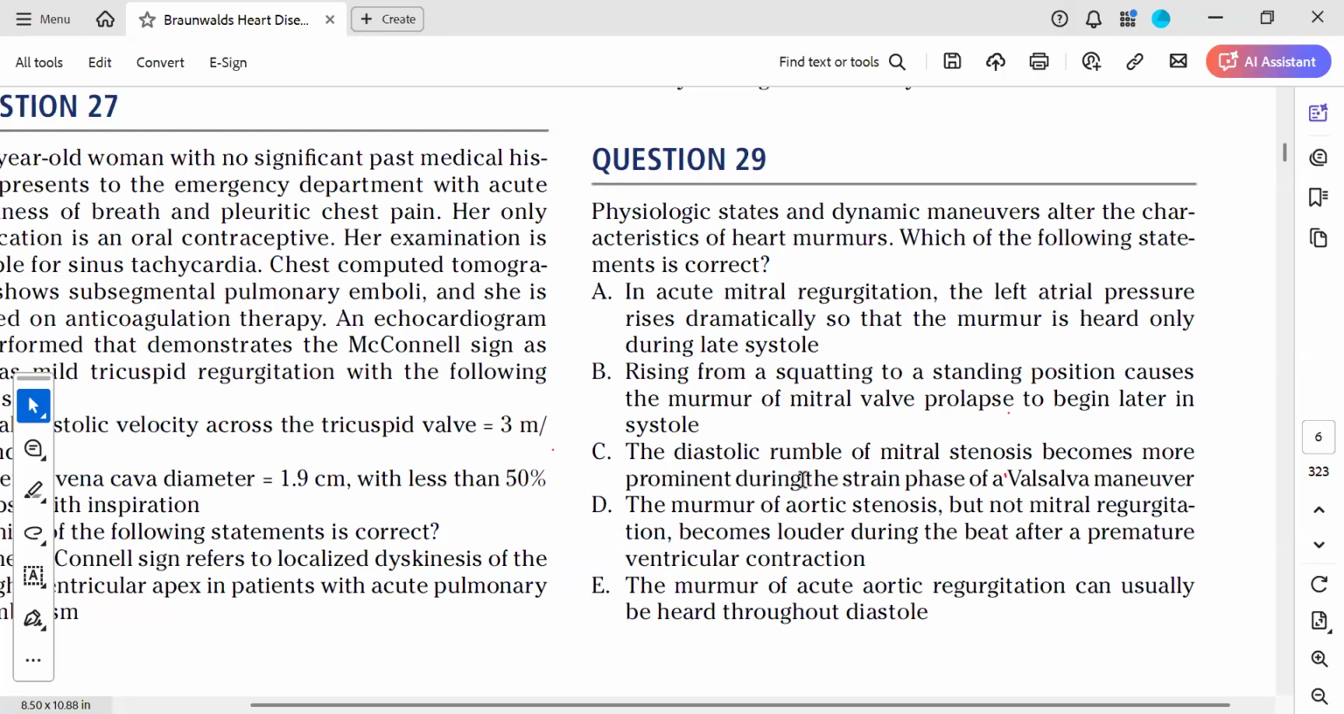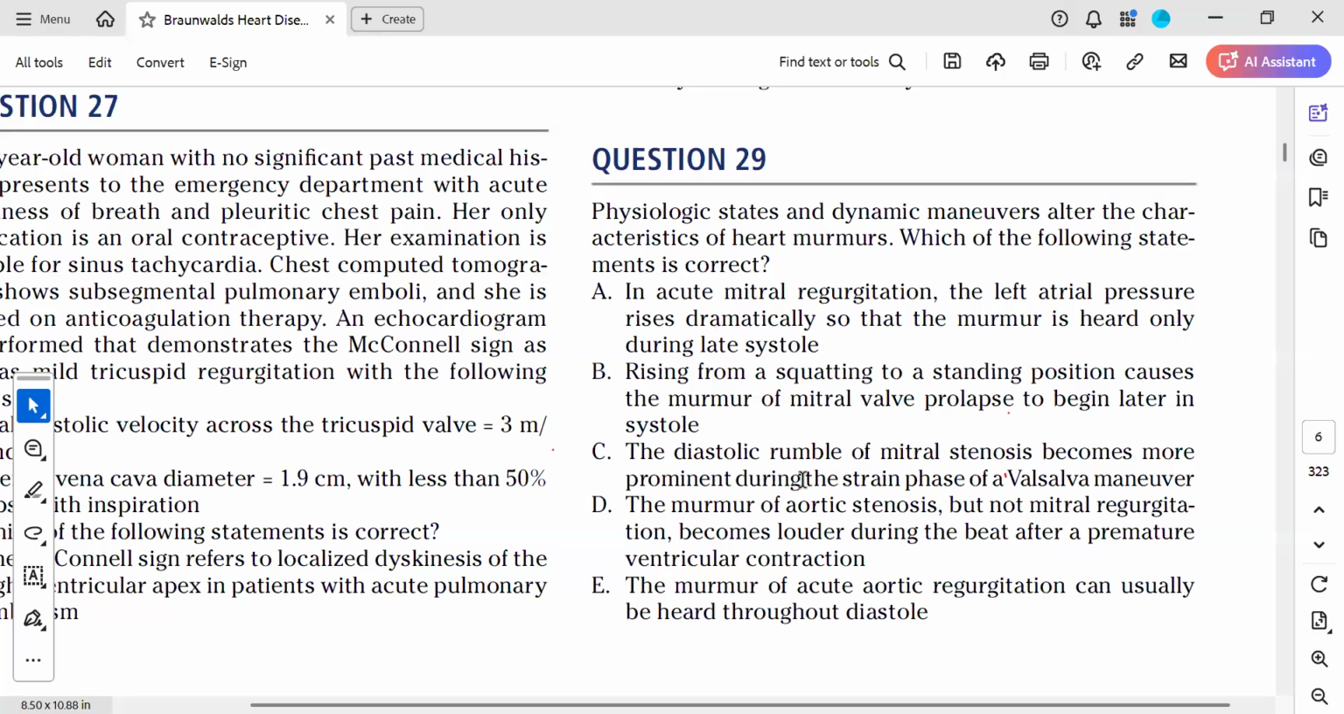Now, the murmur of aortic stenosis, but not mitral regurgitation, becomes louder during the beats after a premature ventricular contraction. This is a true statement. The murmur that occurs after the premature ventricular complexes tends to be louder during the next phase of the cardiac cycle, whereas for MR and AR, it tends to decrease after the premature ventricular contraction, and that makes option D true.